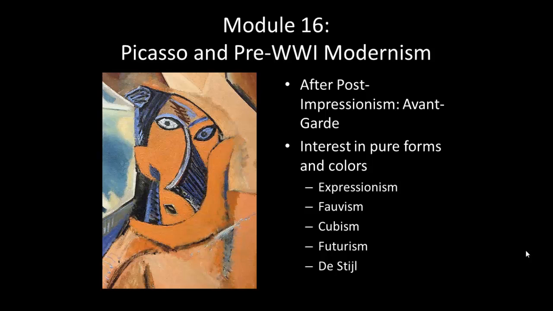So we're in this moment after Post-Impressionism. Many of the Post-Impressionists become very influential to these figures, and this is a moment that is generally referred to as the Avant-Garde. In this period, we see an interest in pure forms and colors. So some of the styles we'll be talking about today include Expressionism, Fauvism, Cubism, Futurism, and De Stijl. So a lot to cover today, as always.